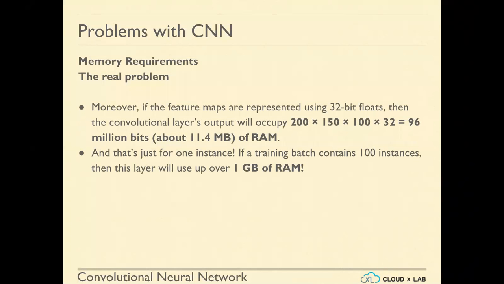If the feature maps are represented by 32-bit floats, then the CNN layer output will occupy 200 by 150 into 100 into 32 bits. This much memory is about 11.4 MB of RAM, and that's just for one instance. If the training batch contains 100 such instances, that is equal to 1 GB of RAM.